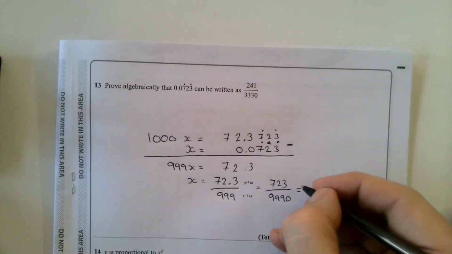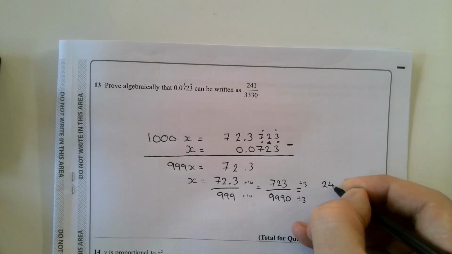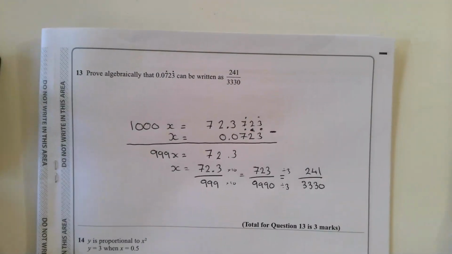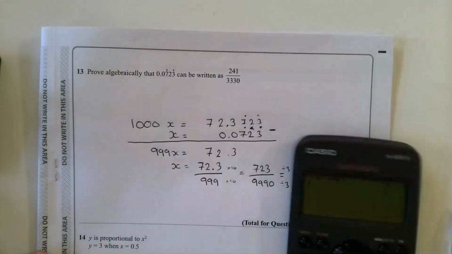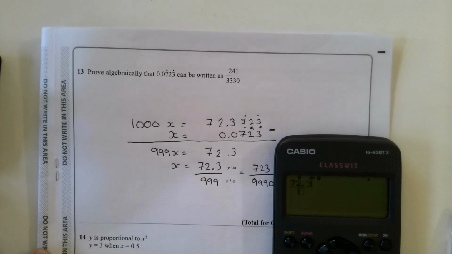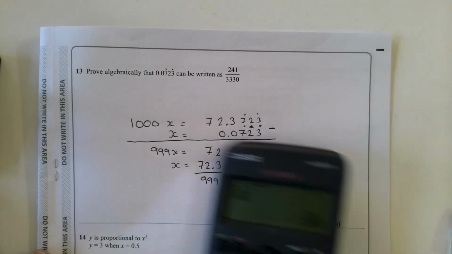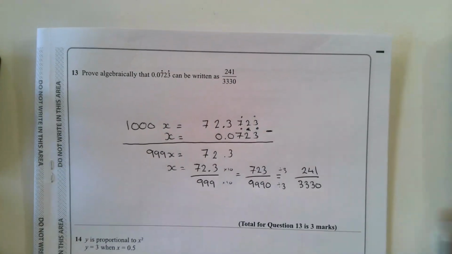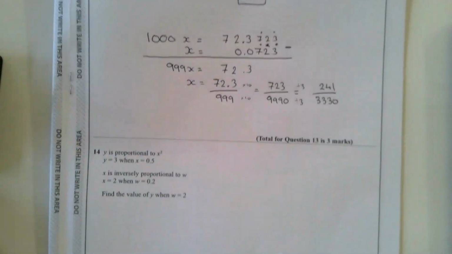Now, because they're both in the 3 times table, I can divide them both by 3. I don't expect you to suddenly be able to just do that stuff. I could just type it into my calculator, 72.3 over 999, and you'll see that my calculator will turn it into 241 over 3330, sorry, but it's also written there, so that's what I'm trying to prove, which I have done.